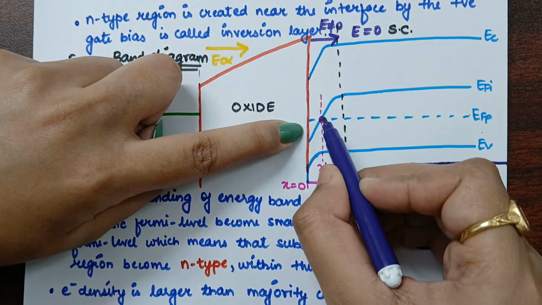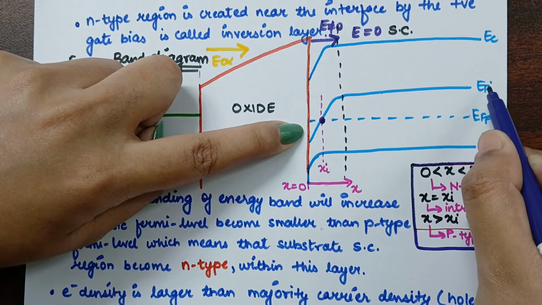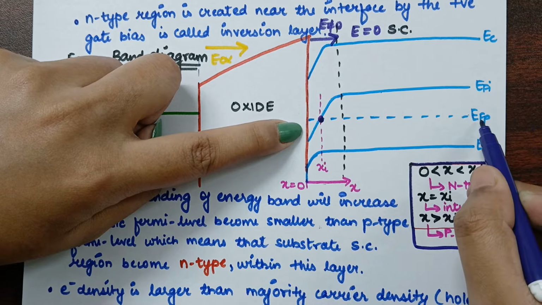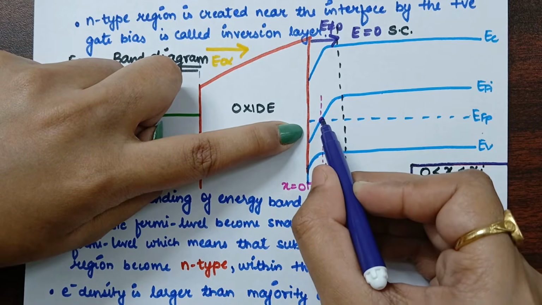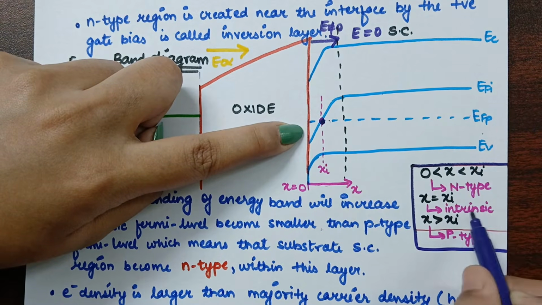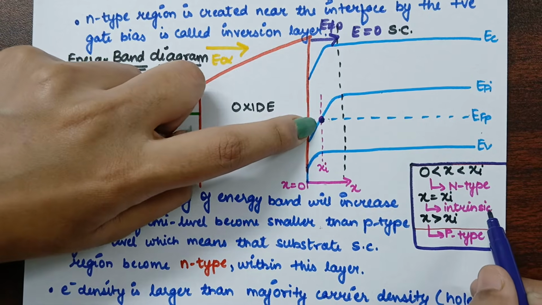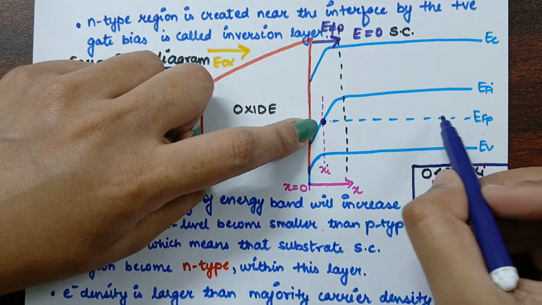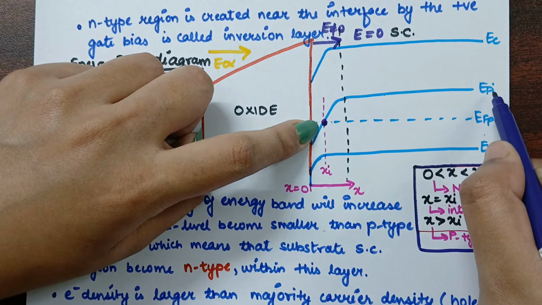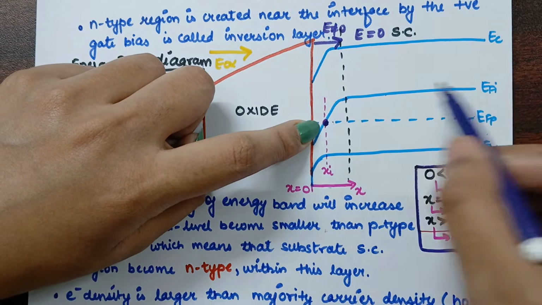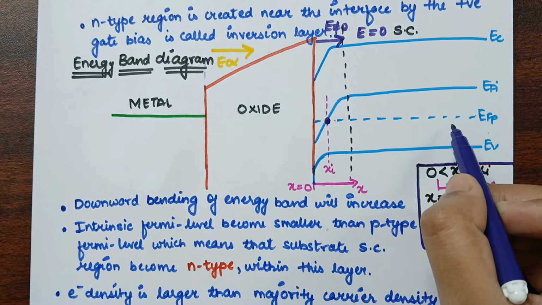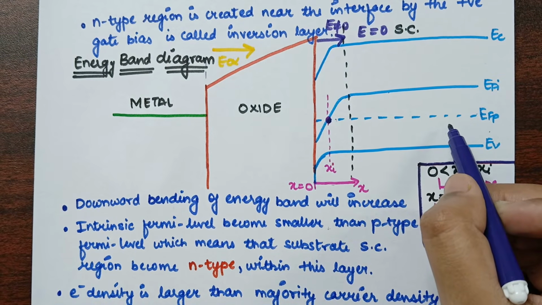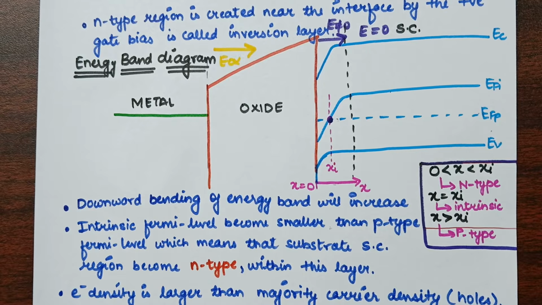And when the Fermi level of the intrinsic semiconductor and the p-type semiconductor are equal, then it will behave like an intrinsic material. And if the Fermi level of the intrinsic semiconductor is above the Fermi level of the substrate, then it will behave like a p-type material.